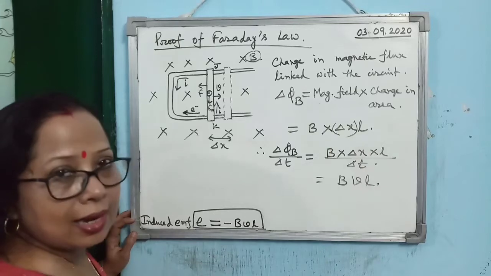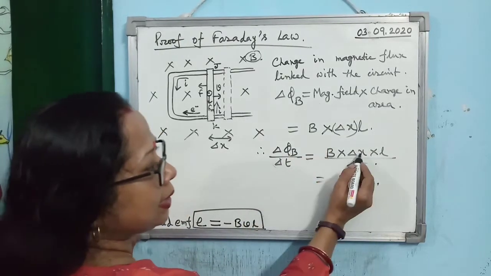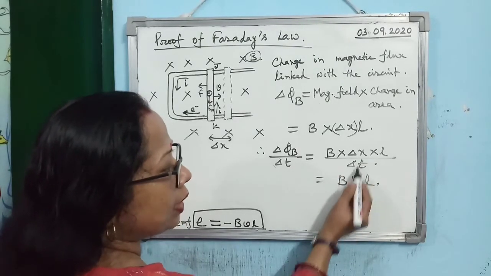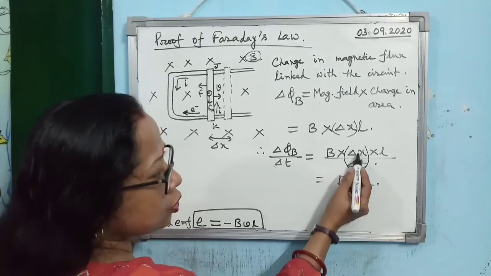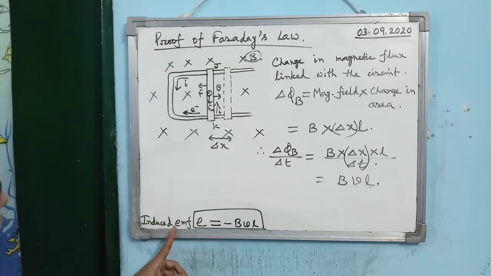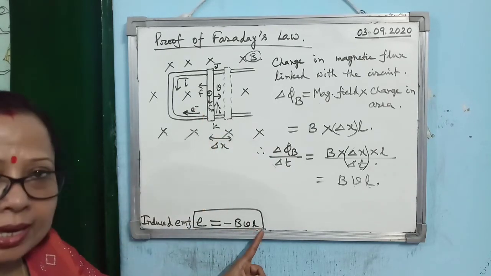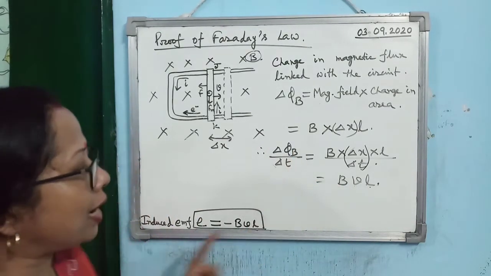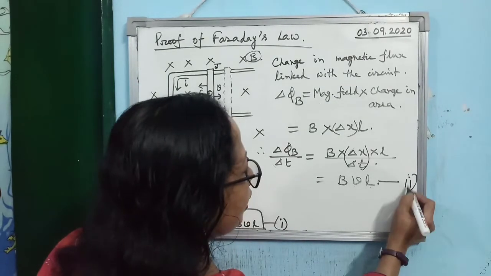So the change in area is delta x into L. What will be the rate of change of magnetic flux? It will be B delta x L by delta t. Now delta x by delta t is how much? V, velocity. So in place of delta x by delta t you can write BVL. Now we already have the EMF induced in the circuit as minus BVL, and now we have BVL equal to delta phi B by delta t. So let me name these equation 1 and equation 2.